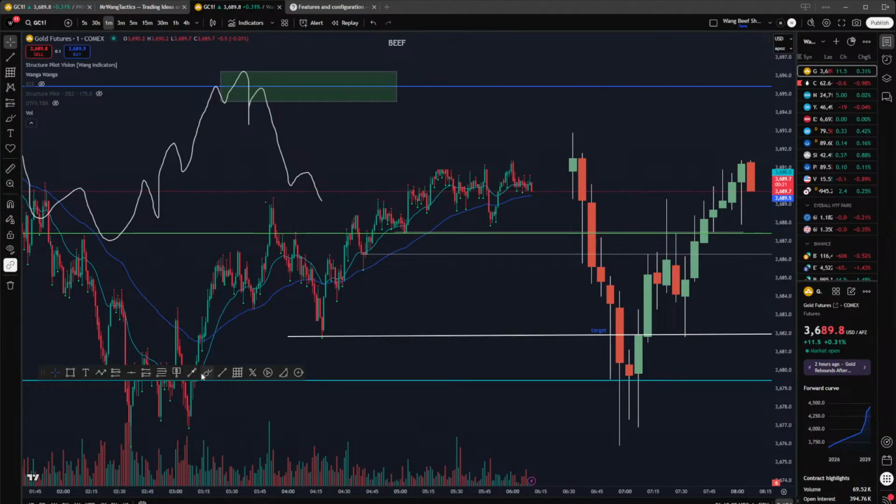Looks like a nice one. You see this high, come above, sweep it, get to that low, come above, sweep it again. Let's see if this fails here. We can see that low, potentially this one, potentially get to target. We'll see what's happening.